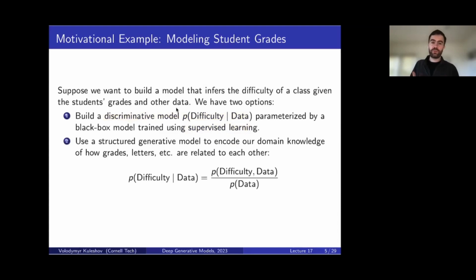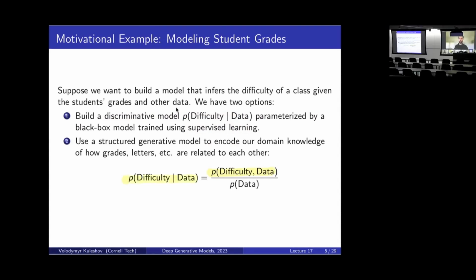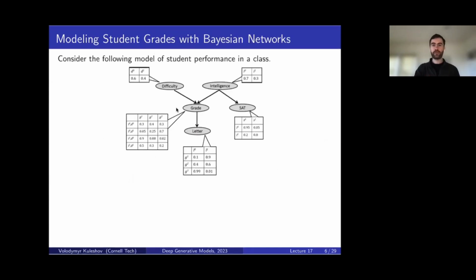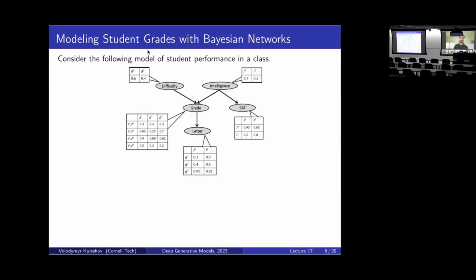A different approach would be to try to build some structured generative model that contains our prior knowledge about the domain that we're trying to model, and then use that to make predictions. So we could encode some probabilistic model, some generative model of the difficulty and the data, and then use Bayes' rule to form the posterior probability over difficulty and use that to make predictions. And the second approach is the one that I want to explore in more detail in this lecture. Here is the example of this approach that we saw.